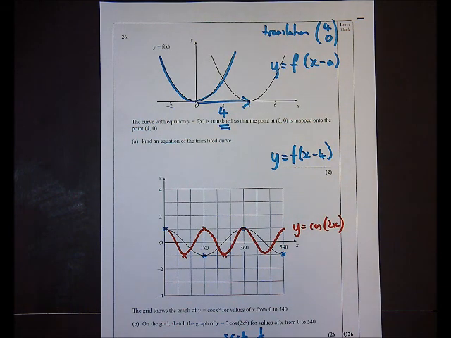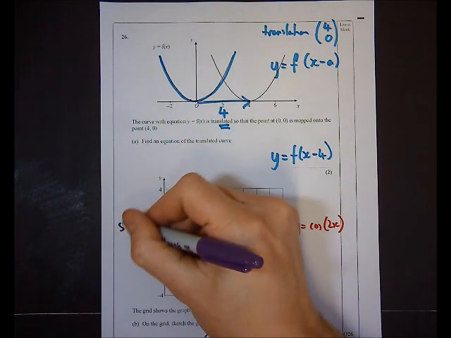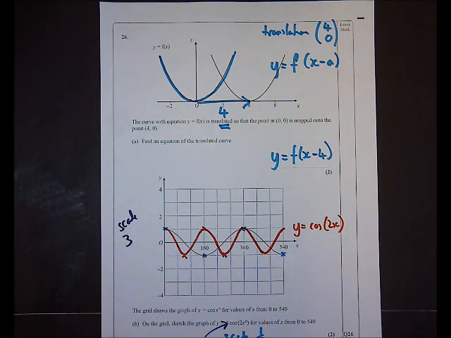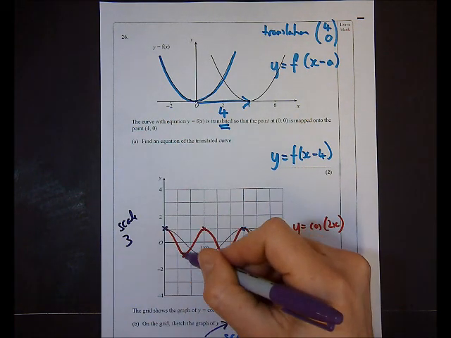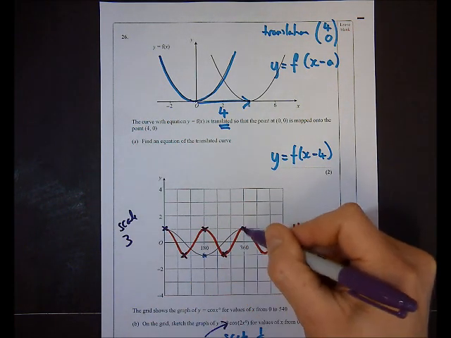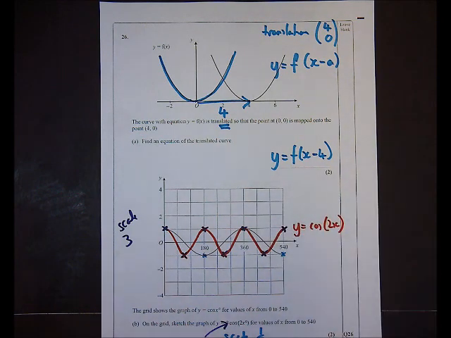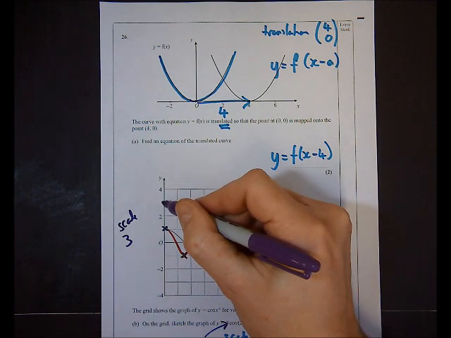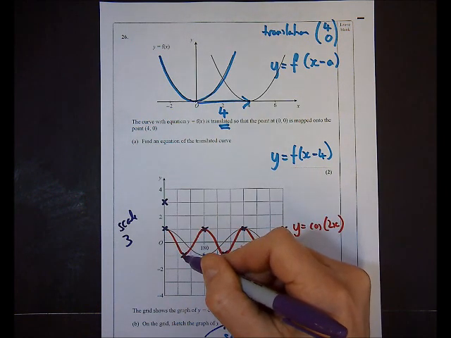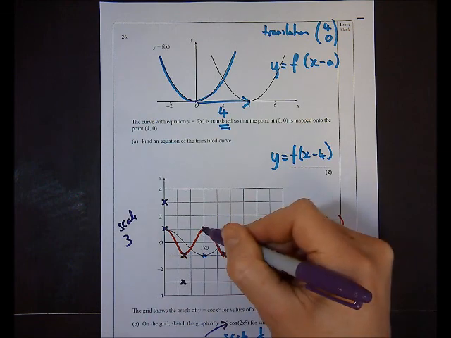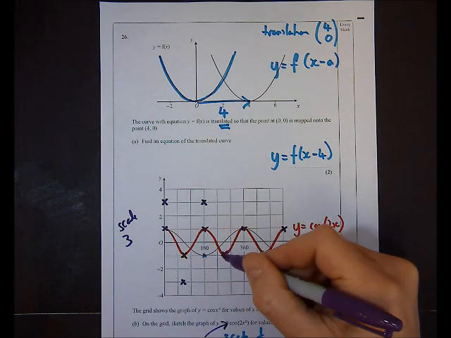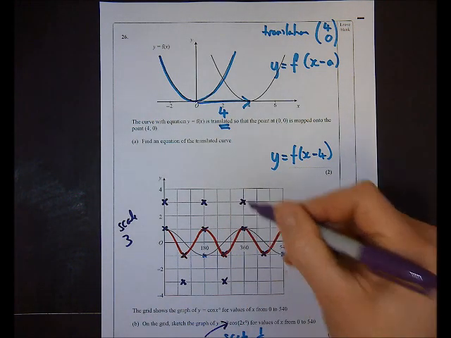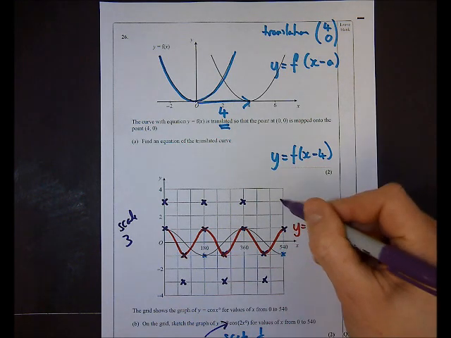Now I need to deal with the 3 at the start, and that's a stretch parallel to the y-axis in this direction of scale 3. So I'm going to take all of these points here again of cos 2x, and I'm going to apply a stretch of scale factor 3 parallel to the y-axis. So this was 1 away, so now it's going to be 3 away. This was 1 away, so now it's going to be 3 away. This was 1 away, 3 away. And I'm working my way along, stretching that curve parallel to the y.